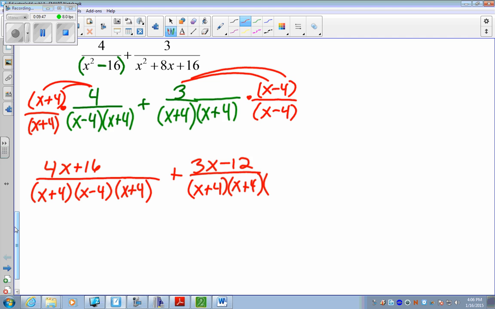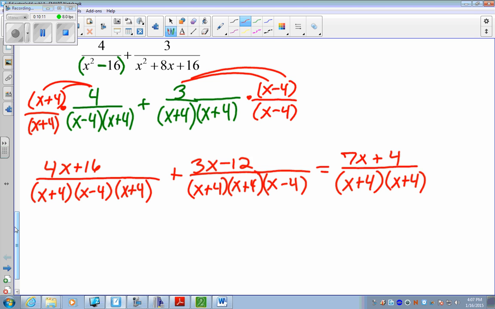Now we have like denominators, so let's combine our numerators. We have 4x plus 3x is 7x. We have 16 plus negative 12, which is positive 4, so plus 4. And the denominators, x plus 4. We have two of them, so you technically could do x plus 4 squared, and times x minus 4. I look to see now again if I can simplify, factor the numerator. 7x plus 4. I cannot, so that is done, finalized.